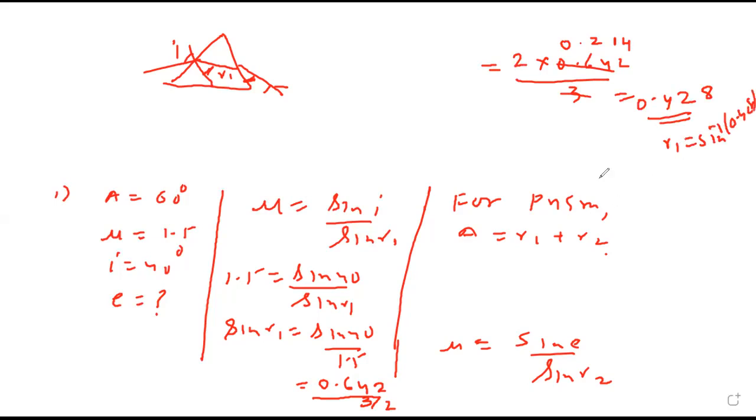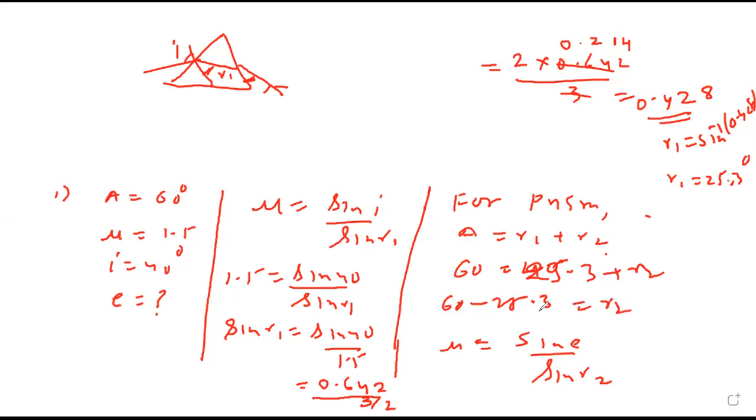What is sine inverse 0.428? That's coming 25.3. Yes, sir. 0.3 degree it is, no? Yes, sir. So A is 60. R1 we got 25.3 plus R2. Therefore, 60 minus 25.3 equals R2. So this will become 34.7. Then mu is again 1.5, sine E upon sine of 34.7 degree. That is, sine of E is 1.5 into sine 34.7 degree.